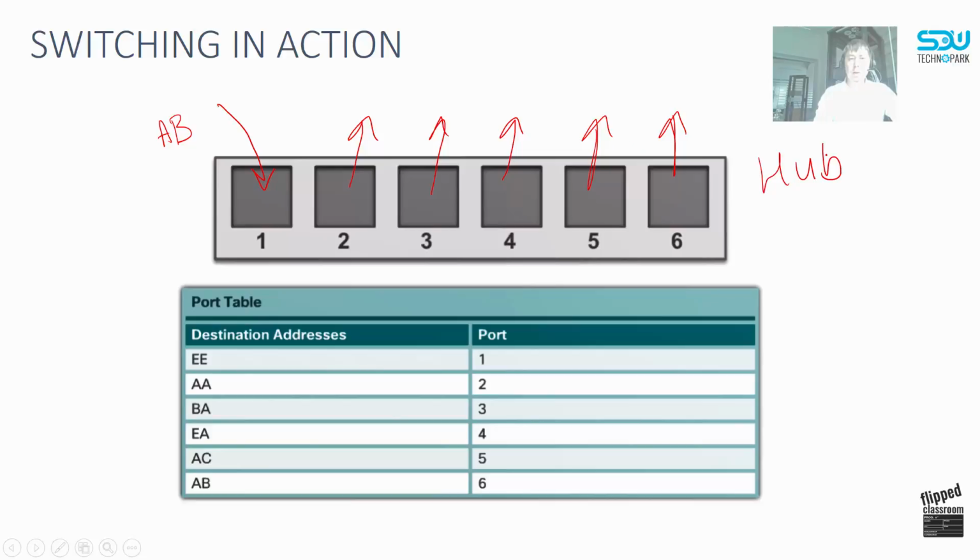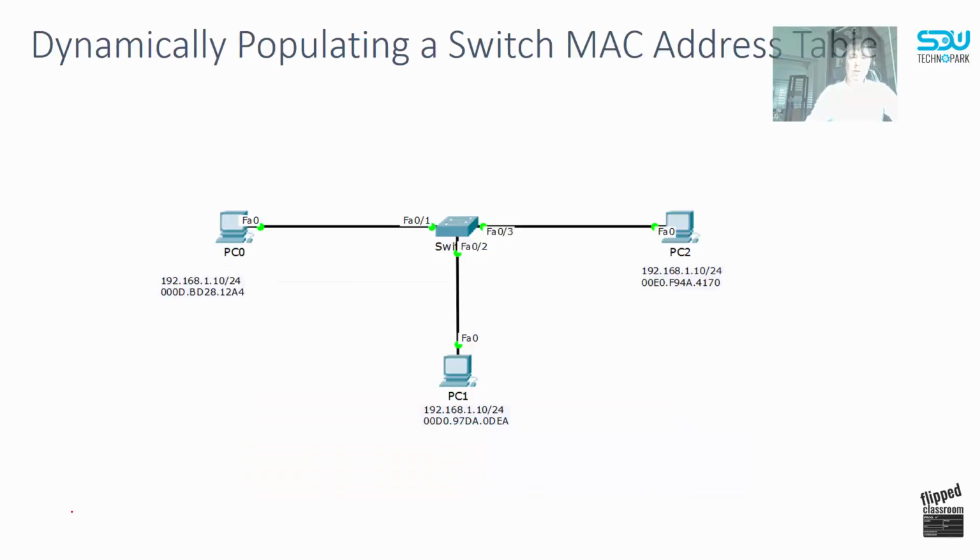Now we understand how a switch works. It works with the help of the MAC address table, but the question is how the switch is configured with the MAC address table. Does the administrator have to do it manually, or are they learned dynamically? To answer this question, let's take a look at this slide, and we can see here that the MAC addresses of the switch are dynamically populated.